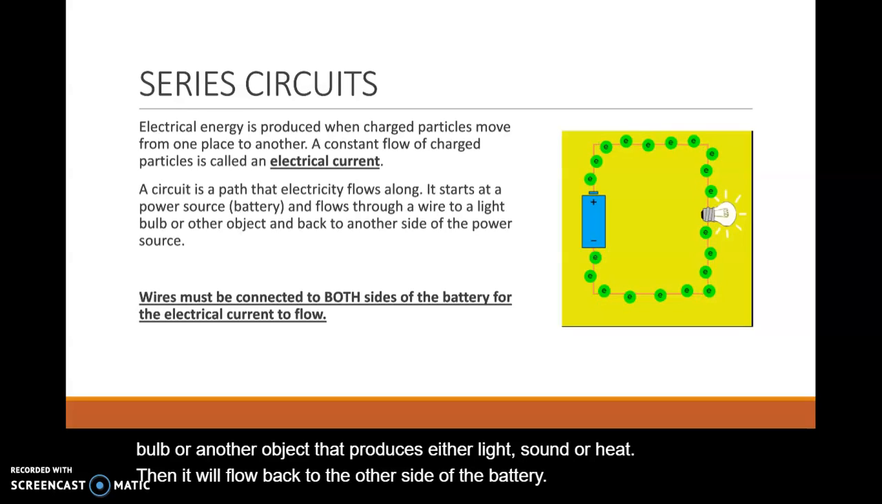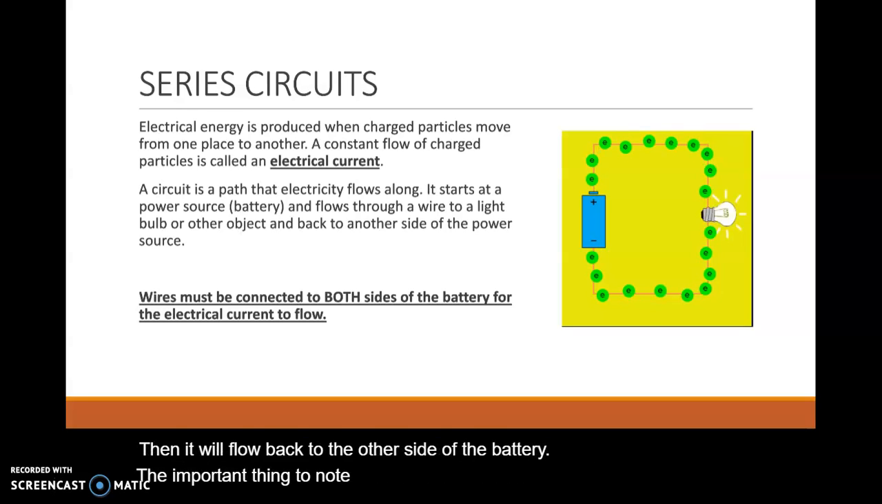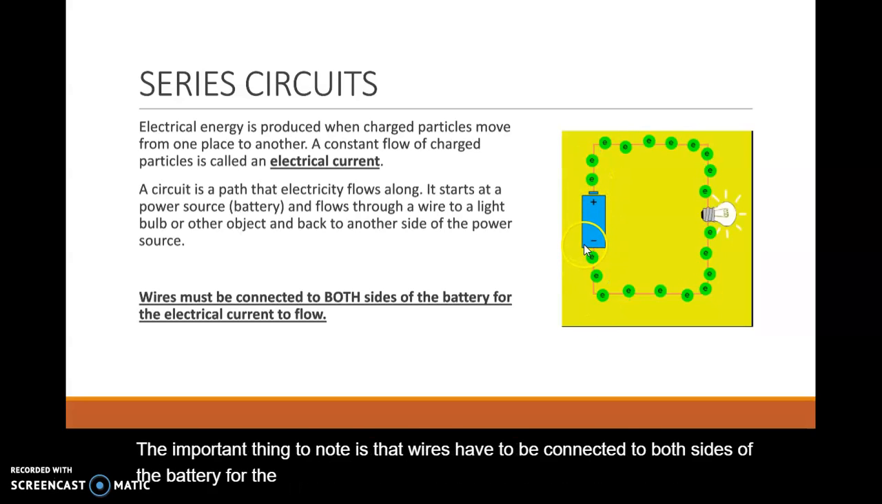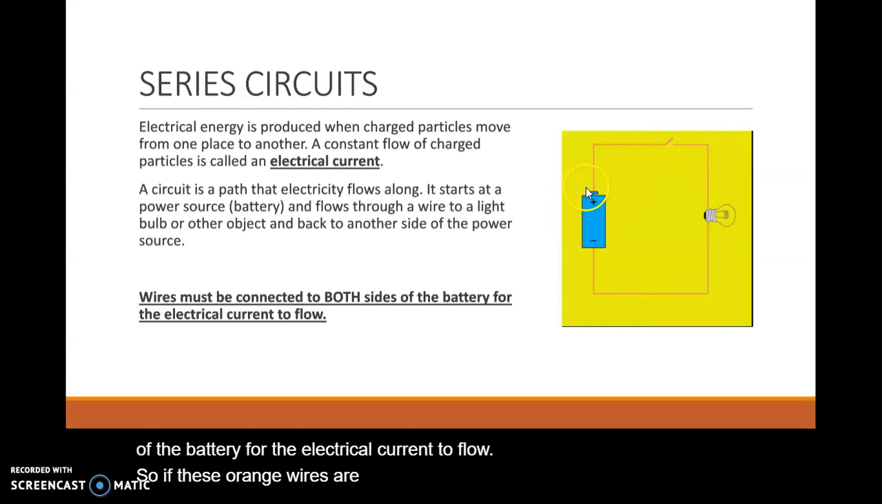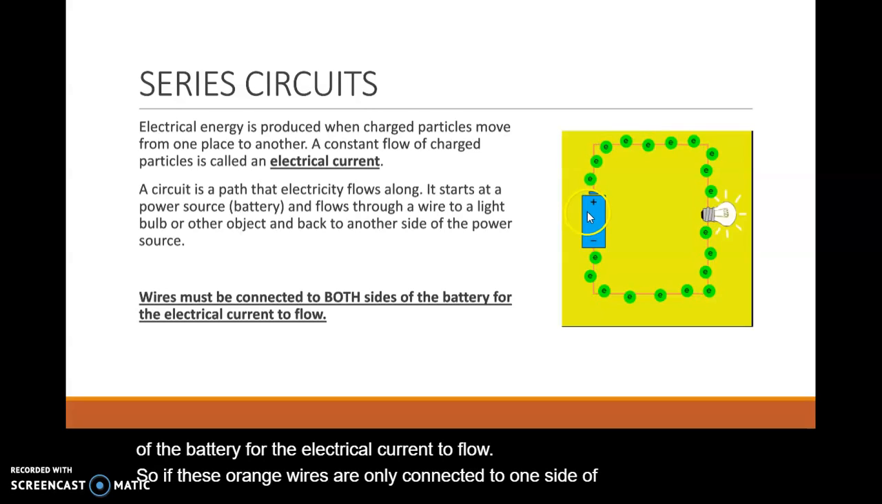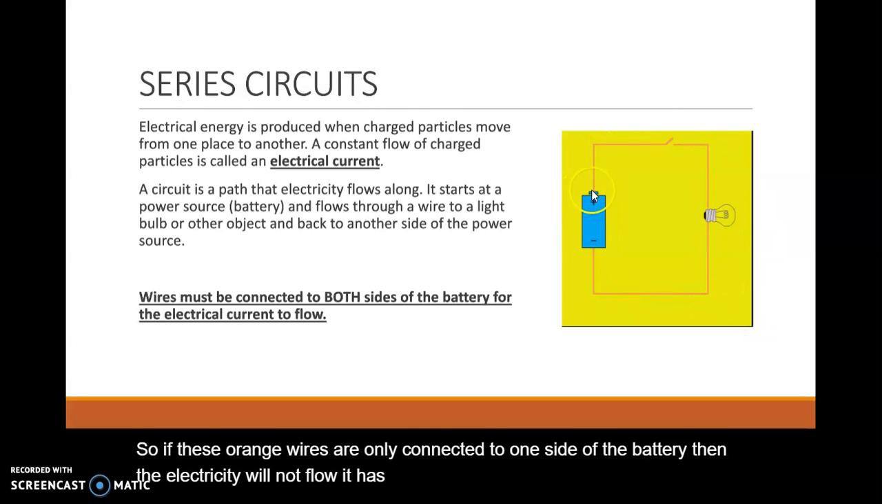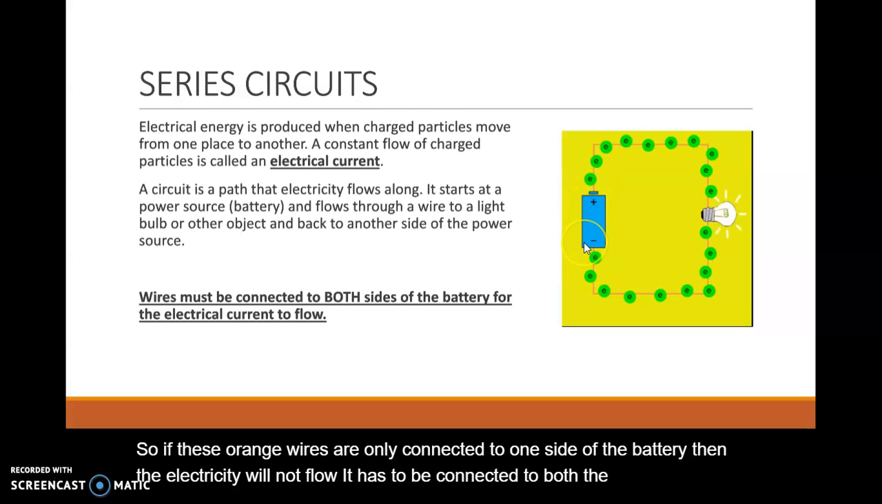The important thing to note is that wires have to be connected to both sides of the battery for the electrical current to flow. So if these orange wires are only connected to one side of the battery, then the electricity will not flow. It has to be connected to both the positive and the negative sides of the battery for it to work.